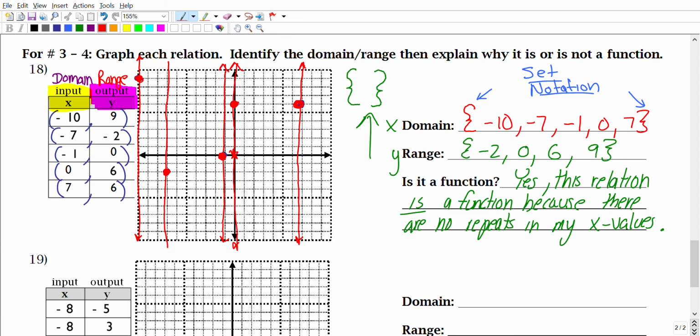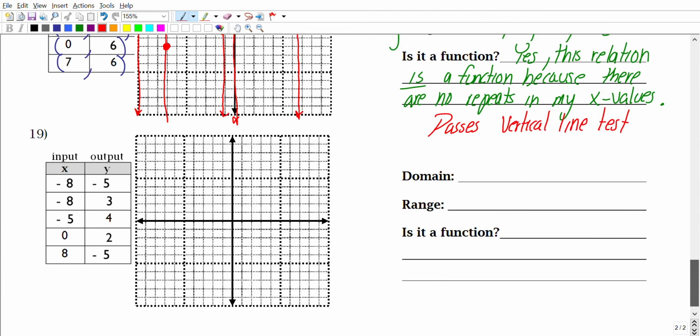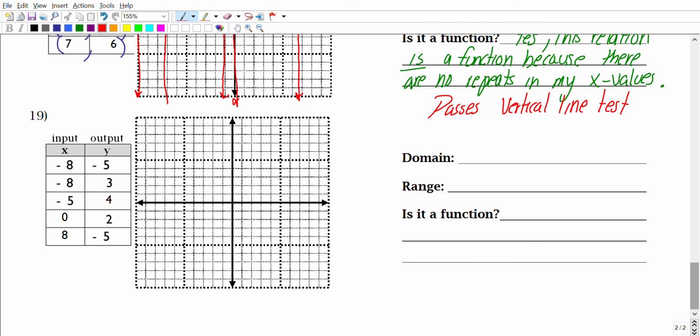And because it only hits one time, then it does pass our vertical line test. So it passes the vertical line test. Okay? Alright.